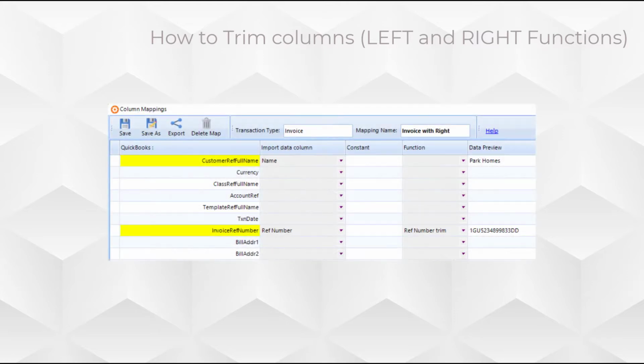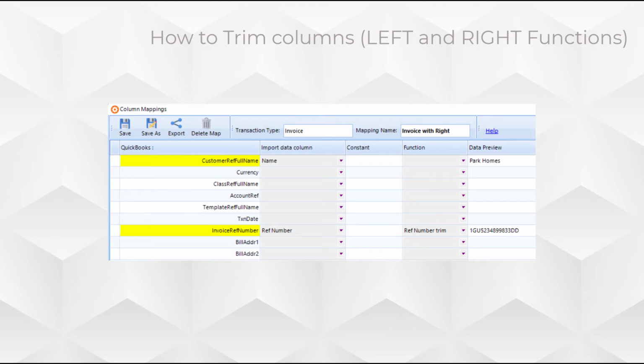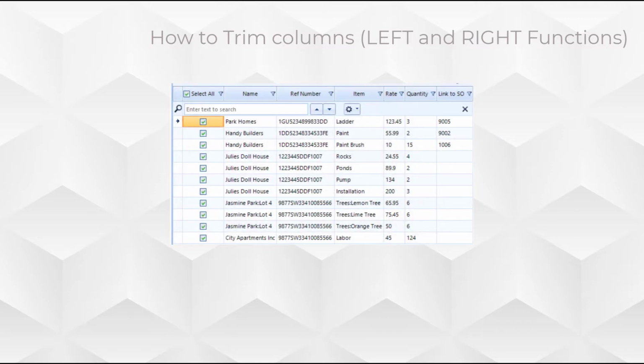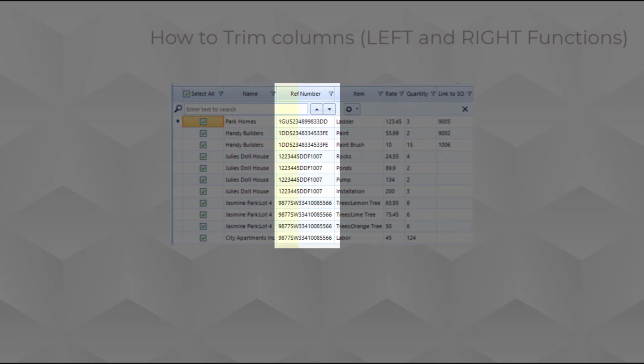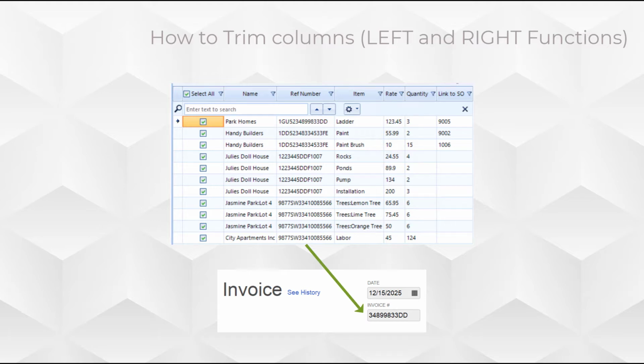Hi, in this demonstration, I'm going to show you how you can use a trim function to reduce the length of a data field so that it fits in the maximum permitted length within QuickBooks. For example, you might have an invoice reference number field in your import file that is greater than 11 characters. Now, QuickBooks limits the reference number field to 11 characters. If we try to import that, then we would get some errors coming back from QuickBooks to say the field was too long.